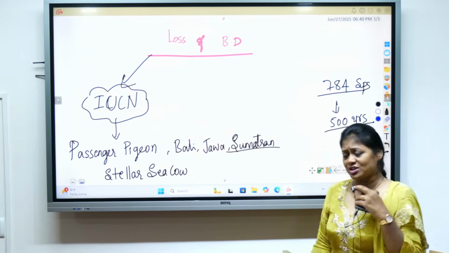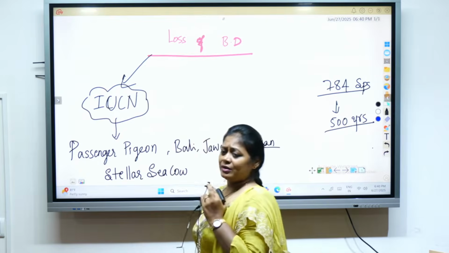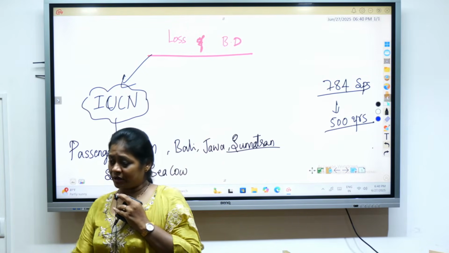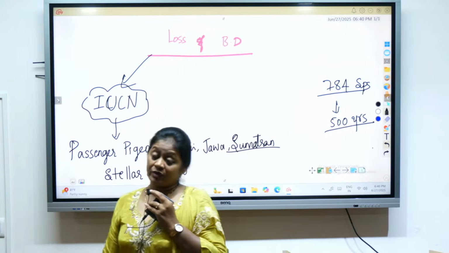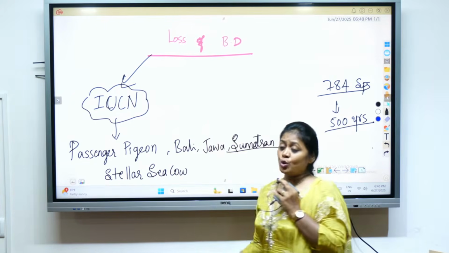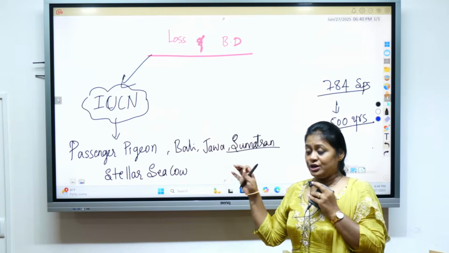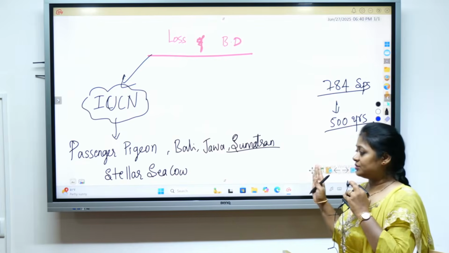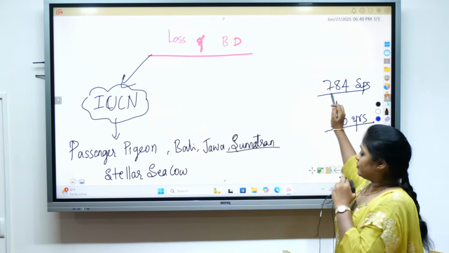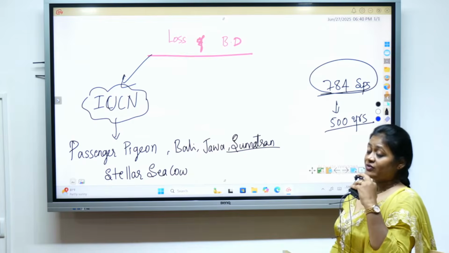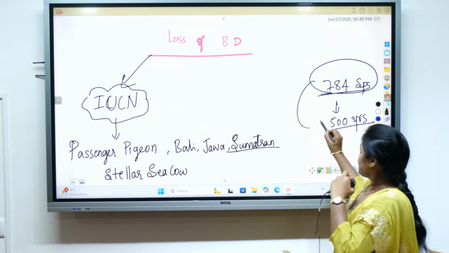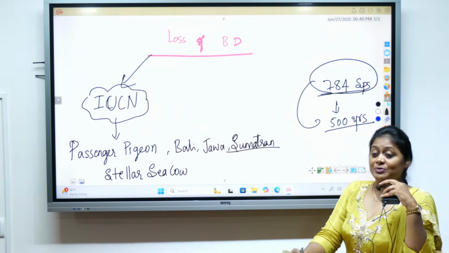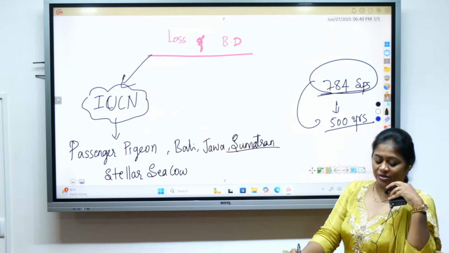What do you mean by extinction? They are completely erased from the earth. Okay, they completely got eliminated, flushed out. No remnant or no individual of that species exists. Then it is said to be extinct. So in the last 500 years, 784 species have been lost, extinct.